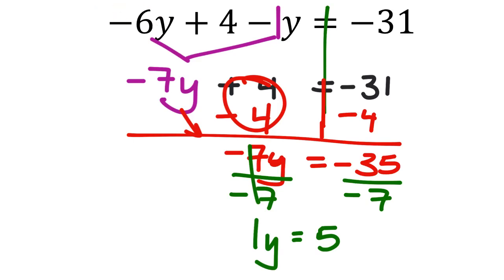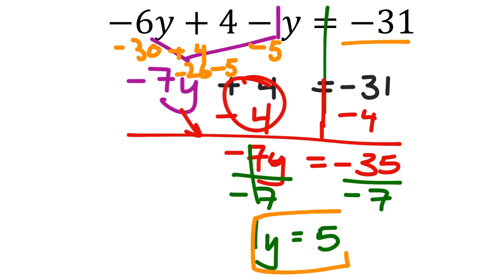So negative 6 times 5, that would be negative 30. And then plus 4, that's going to make that a negative 26. And then minus 1 times 5, so that's just 1 times 5 is 5. So minus 5. Negative 26 minus 5 is negative 31. So that checks off. That makes it true. And I know that y equals 5 is my answer.